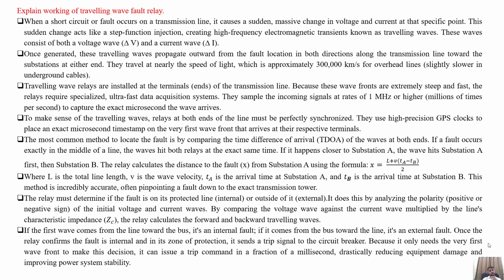Once the relay confirms the fault is internal and in its own zone of protection, it sends a trip signal to the circuit breaker. Because it only needs the very first wave front to make this decision, it can issue a trip command in a fraction of a millisecond, drastically reducing equipment damage and improving power system stability. So this is the working of a traveling wave fault relay.